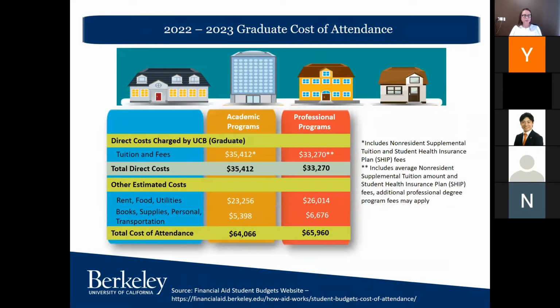And then similar for graduate students, tuition and fees are a little bit lower, but they do depend on, for the professional graduate students who are here today, your cost will depend on your non-resident supplemental tuition fee, and NSRT, and also, typically for graduate students, rent, food, and utilities will be a little bit higher.